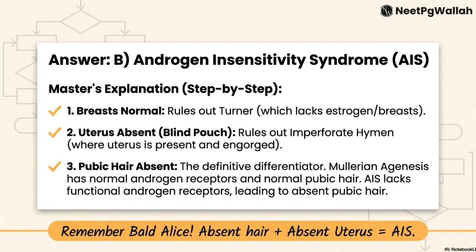But do you remember our memory trick? Absent hair plus absent uterus equals bald Alice. The diagnosis is androgen insensitivity syndrome. By just trusting the visual logic with this algorithm, you can confidently dissect literally any case that comes your way.